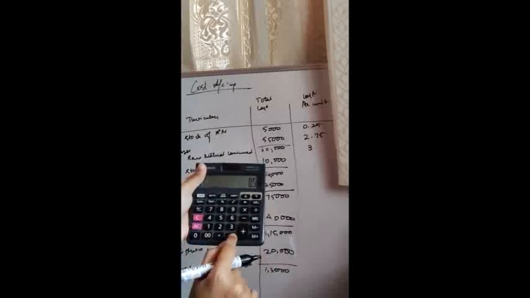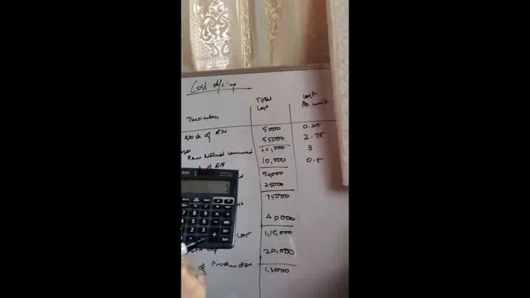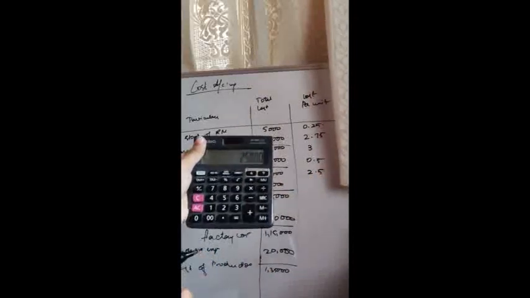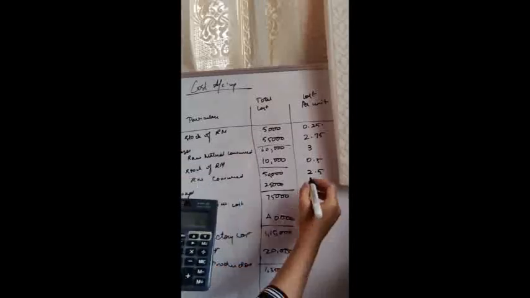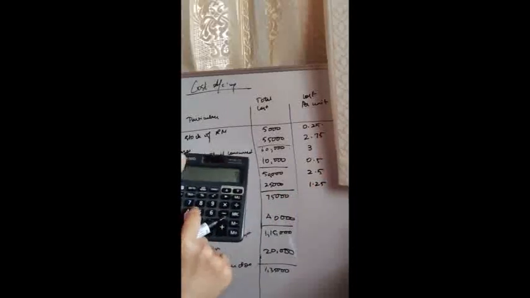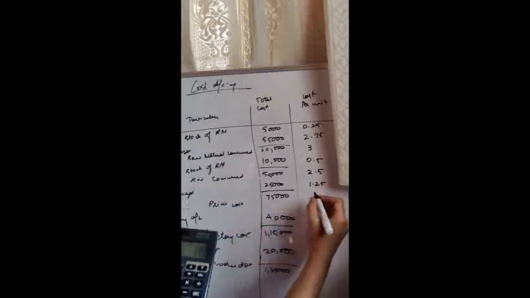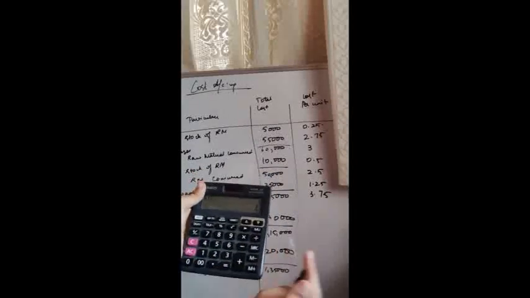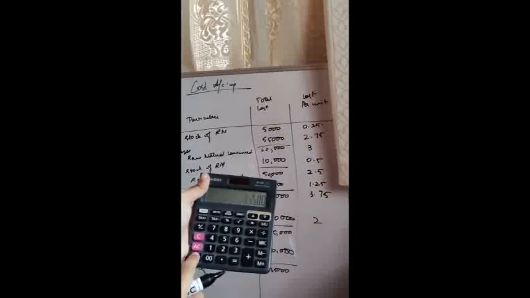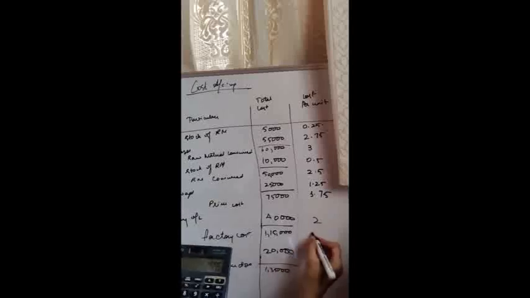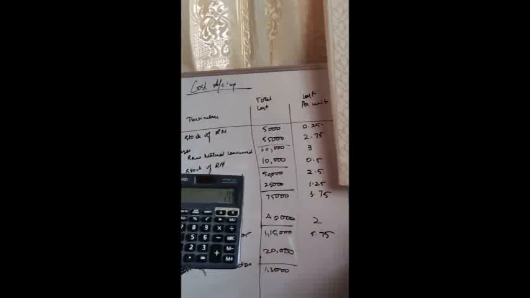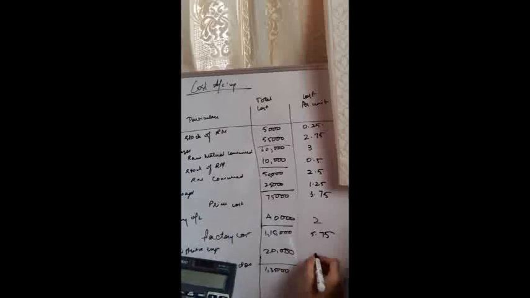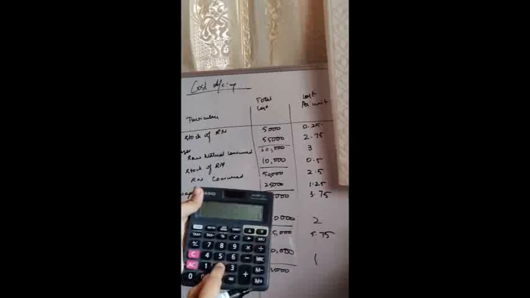10,000 divided by 20,000 is 0.5. 50,000 divided by 20,000 is 2.5. 25,000 divided by 20,000 is 1.25. 75,000 divided by 20,000 is 3.75. 40,000 divided by 20,000 is 2. 1,15,000 divided by 20,000 is 5.75. 20,000 divided by 20,000 is 1. 1,35,000 divided by 20,000 is 6.75.